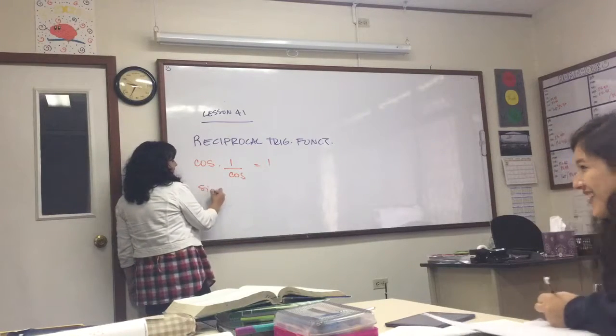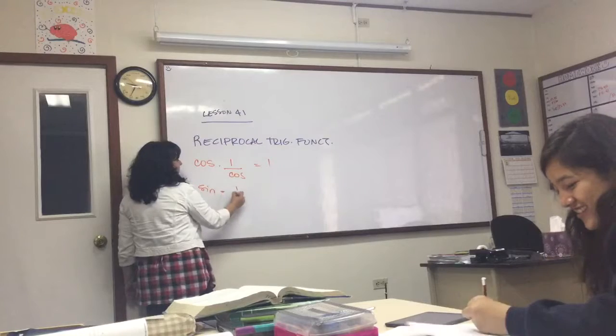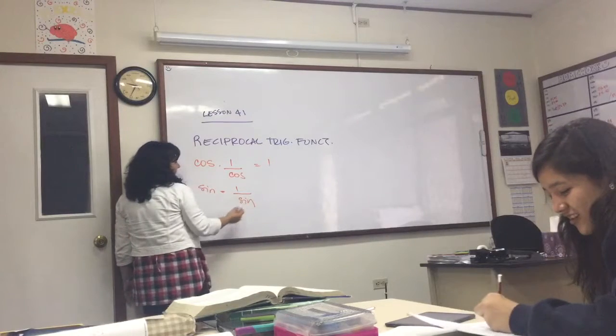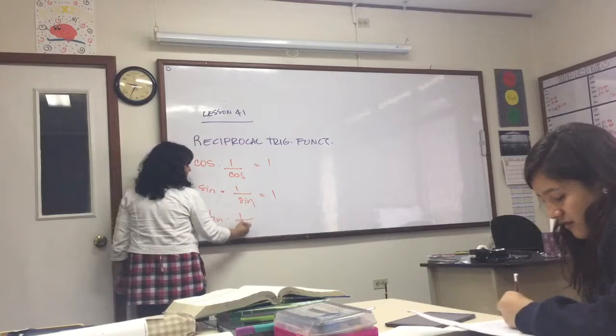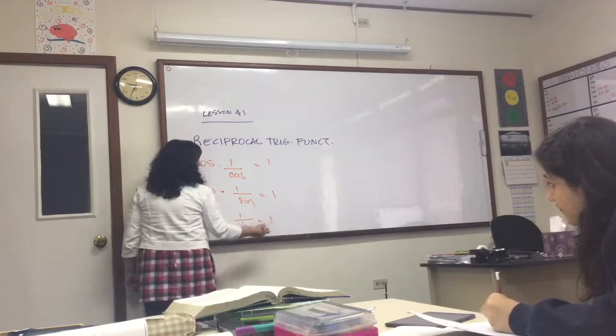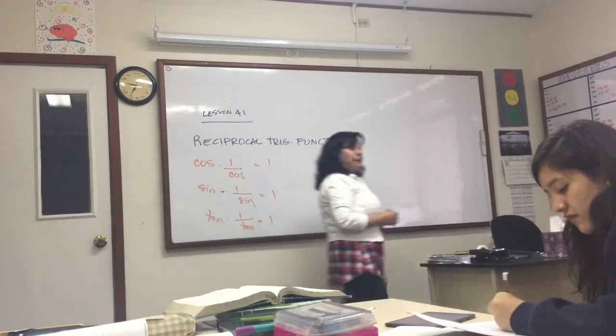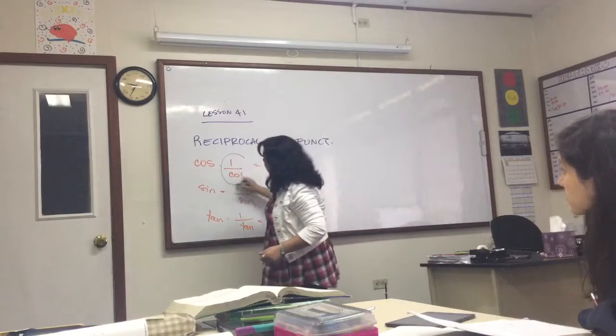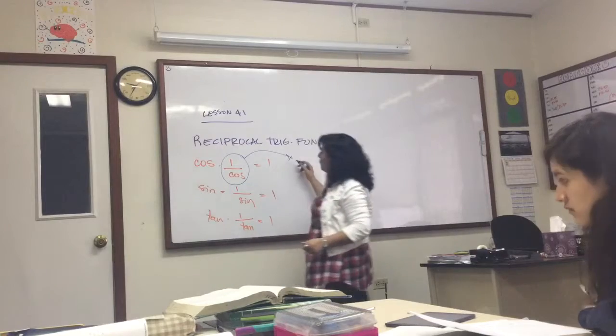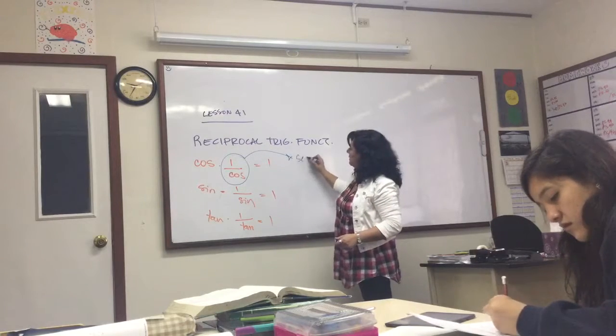And if I have a sine, what would I multiply that by? Okay. And obviously, tangent, right? Now, these reciprocals have a name. They have a specific name. 1 over cosine will be called secant.